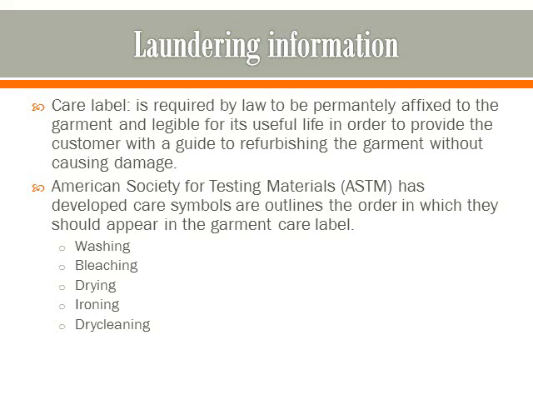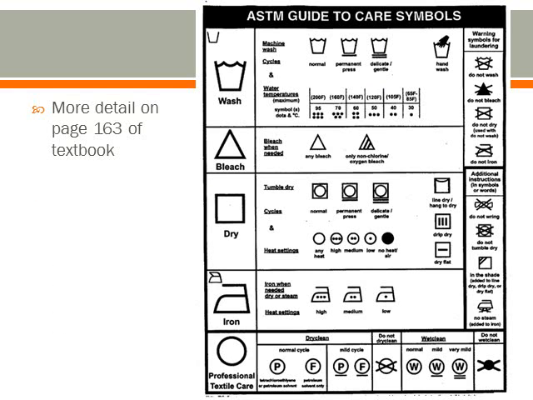The American Society for Testing Materials, called the ASTM, has developed very specific care symbols that are outlined in the order as they should appear in the garment care label. So it should start with washing, bleaching, drying, ironing, and dry cleaning. In your text on page 163, there's an up-close image of this, and for the activity that we do in class, or we'll get to that at the very end, you want to be sure to use this as a reference when you're working on your activity. So be sure to go over it in a little bit more detail in your book.